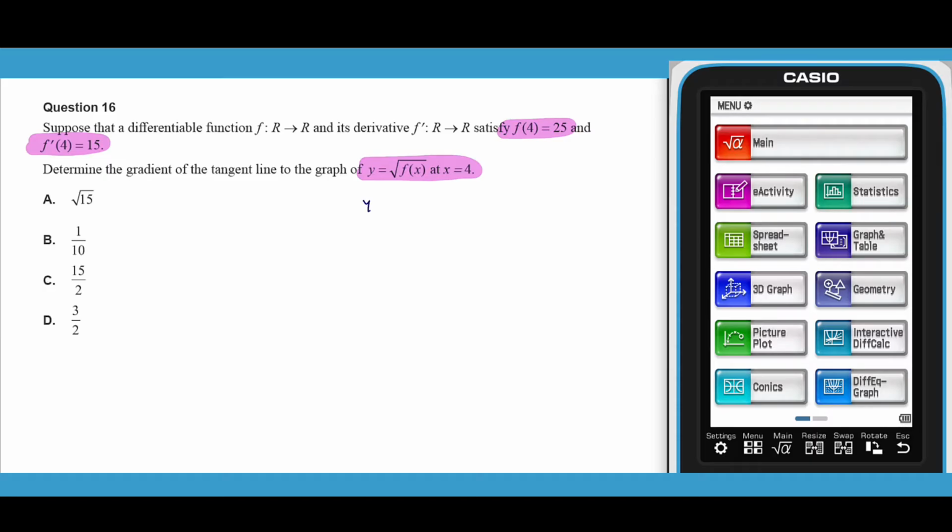If we express y as f of x to the power of a half, then dy/dx equals a half times f of x to the power of minus a half times f'(x) by application of the chain rule. We can use this expression for dy/dx to find its value at x equals 4 by substituting in the information we were given in the question about f of 4 and f'(4). This can be simplified to 3/2, which is answer D.